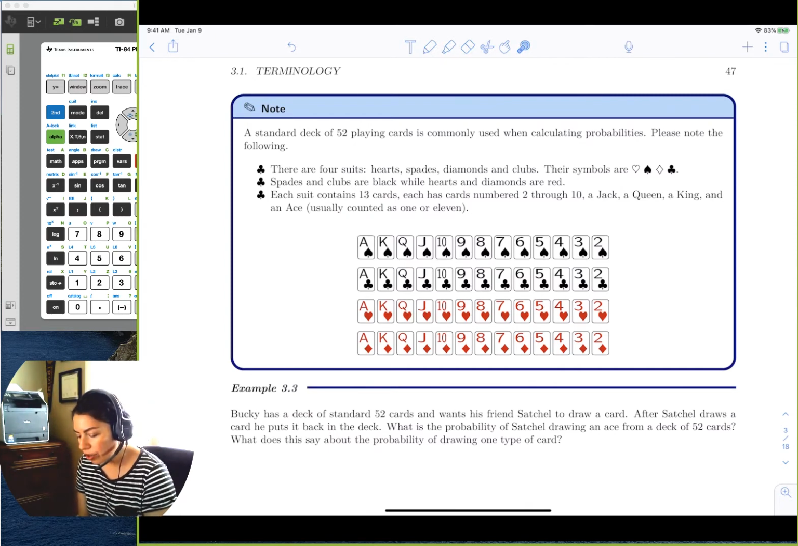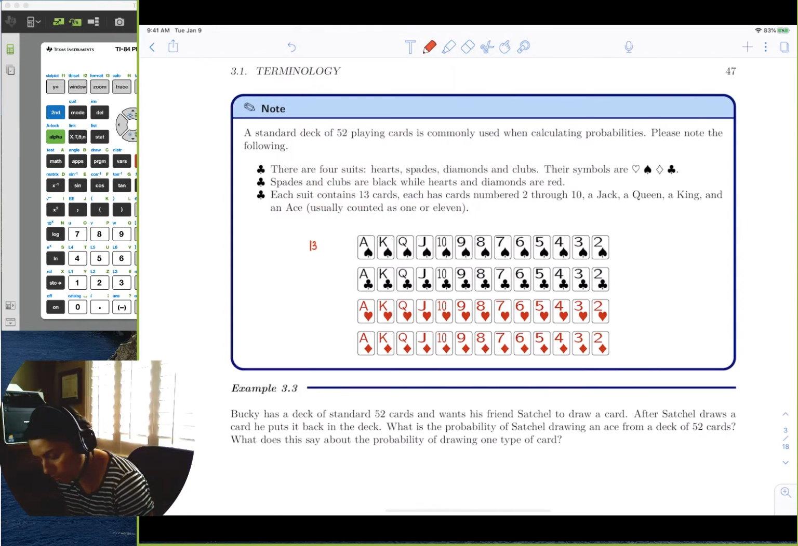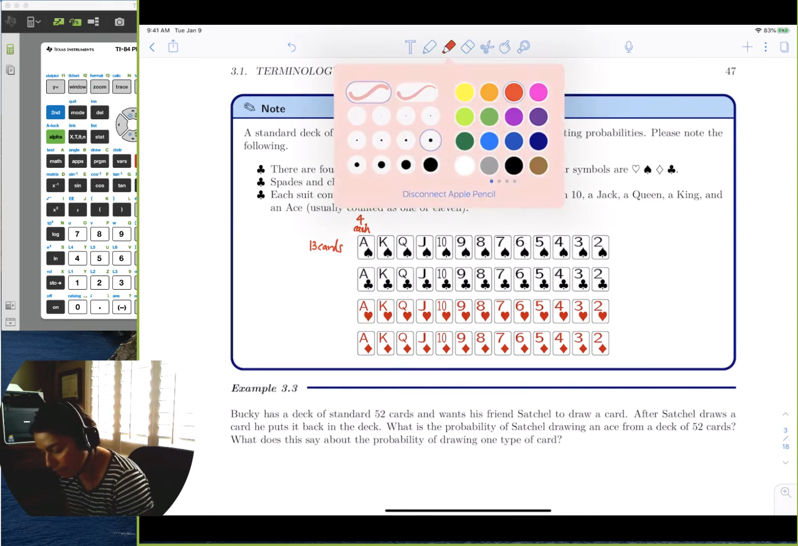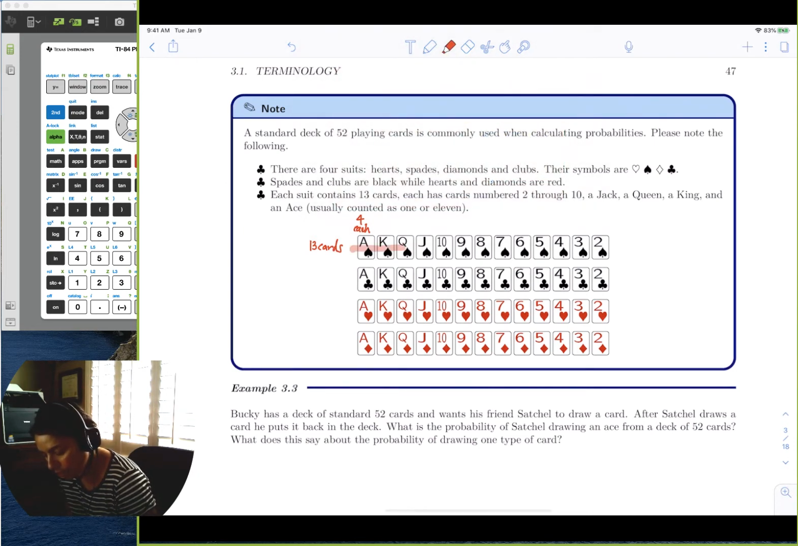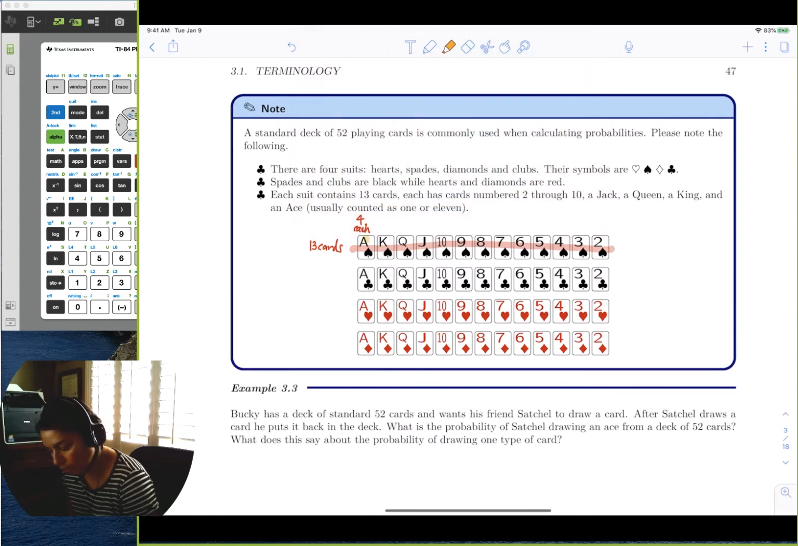Okay, and so there are 13 cards in each suit. So each suit has 13 cards, and each face has 4 of each. In this case, we have 13 cards in each row, which is the same suit. And of the face, we have four each.